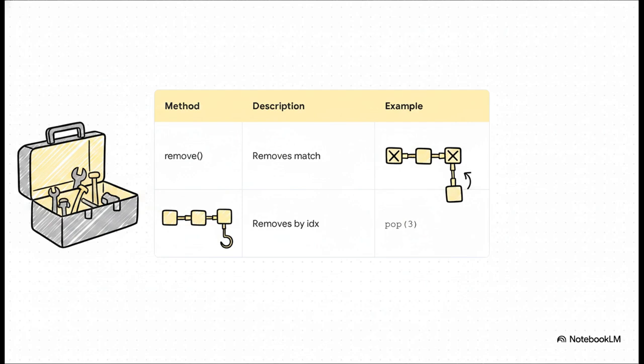Of course, a good toolbox also has to help you dismantle things, right? When you're removing data, you've got to choose your tool wisely. The remove method deletes the first occurrence of a specific value that you pass it. But pop? Pop acts more like a targeted strike using the index number. You tell pop exactly which position to clear out, and it actually hands that removed element right back to you in case you need it somewhere else in your code.